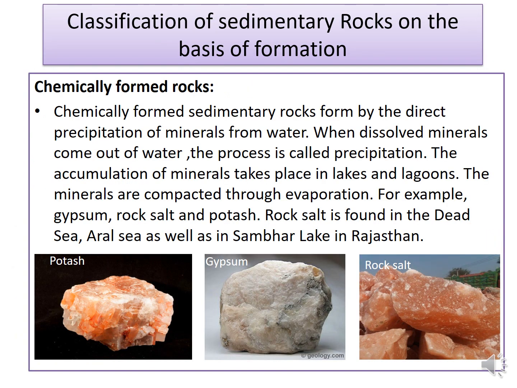Chemically formed rocks. Chemically formed sedimentary rocks form by the direct precipitation of minerals from water. When dissolved minerals come out of water, the process is called precipitation. The accumulation of minerals takes place in lakes and lagoons. The minerals are compacted through evaporation. For example, gypsum, rock salt, and potash. Rock salt is found in the Dead Sea, Aral Sea, as well as in Sambar Lake in Rajasthan.